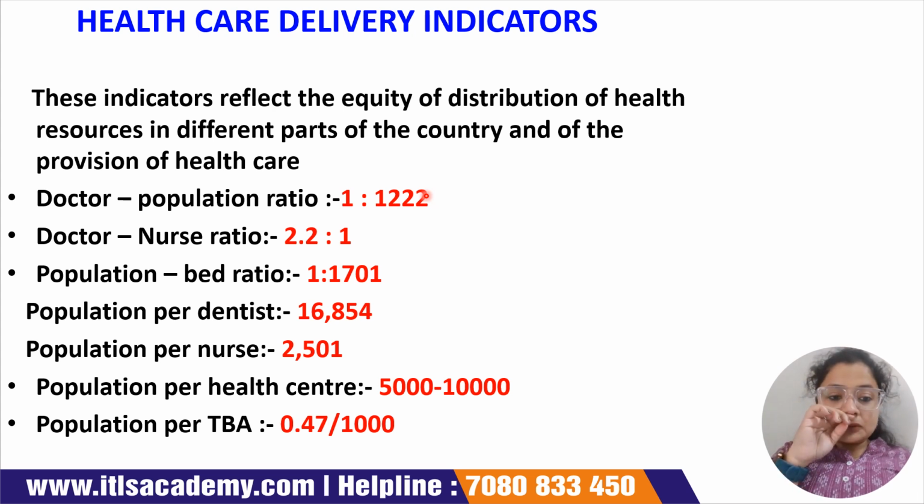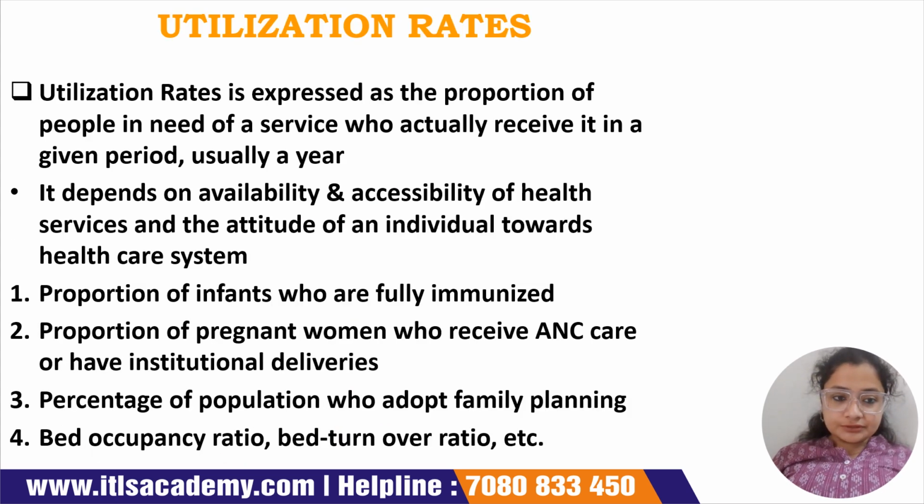So first we have the doctor to population ratio, which is 1 to 1,222. Then we have the doctor to nurse ratio, which is 2.2 to 1. Then we have the population to bed ratio, which is 1 to 1701. Then we have population per dentist, which is around 16,854. Then we have population per nurse, that is 2,501. Then we have population per healthcare, that is 5,000 to 10,000. And then we have population per TBA, which is 0.47 per 1,000.